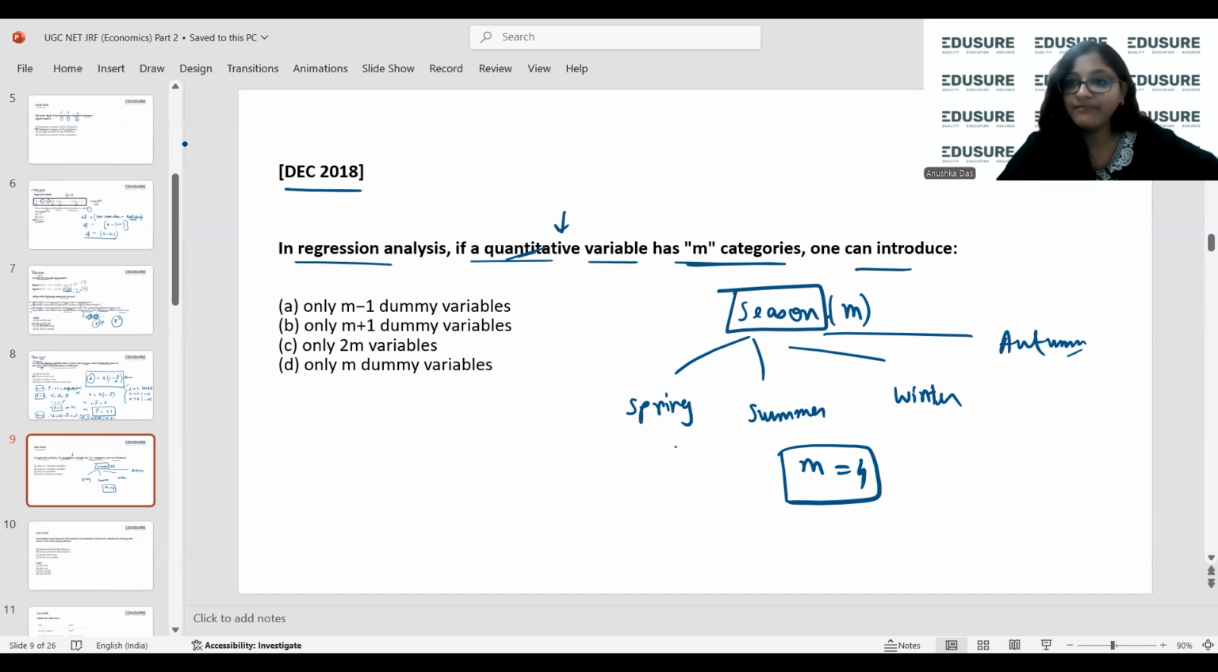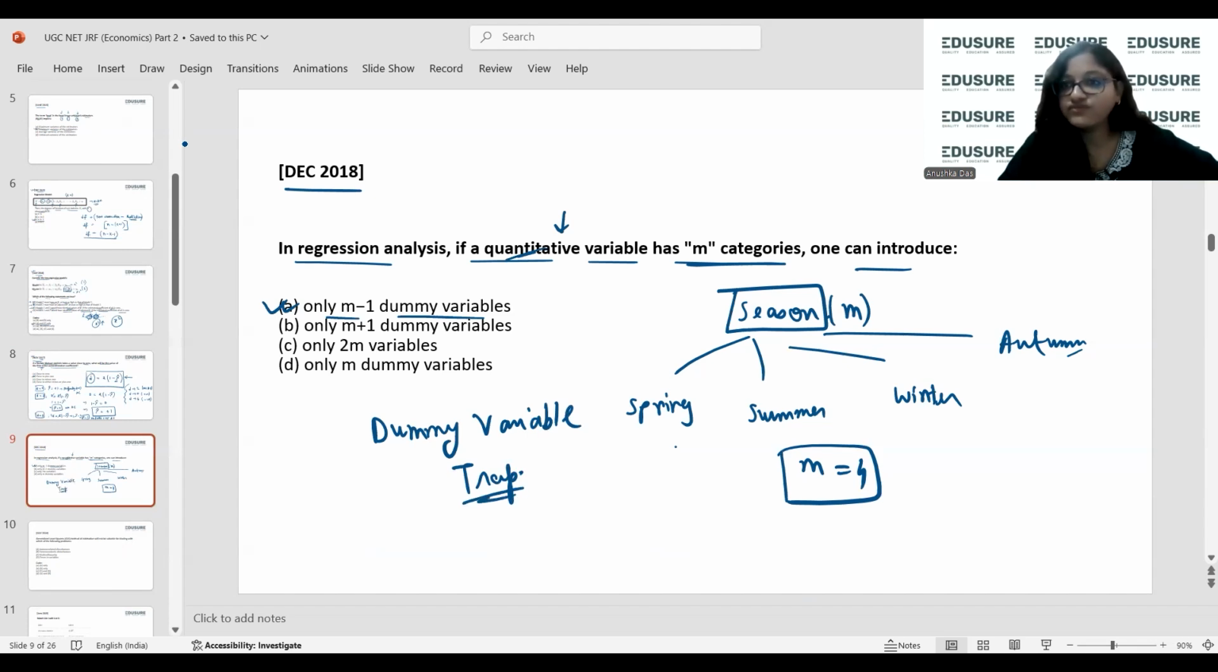You will introduce m minus 1 dummy variables. This is also an important concept. You will only introduce m minus 1, so one less than the total number of categories that are there. Why is this so? We want to avoid something called the dummy variable trap. I know you guys have heard this. What is the dummy variable trap?